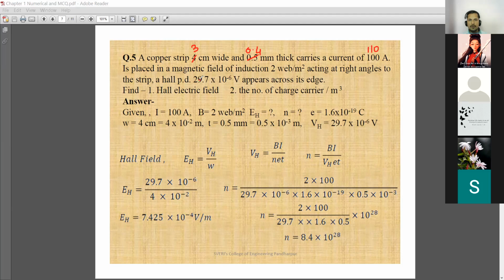And this you take 28.7. Okay, and now calculate and tell me what is the value of EH and what is the value of N. Take your time and calculate both the values, and then we will check what is the answer. Width is 3 centimeter, thickness is 0.4, current is 110 ampere, potential difference is 28.7.